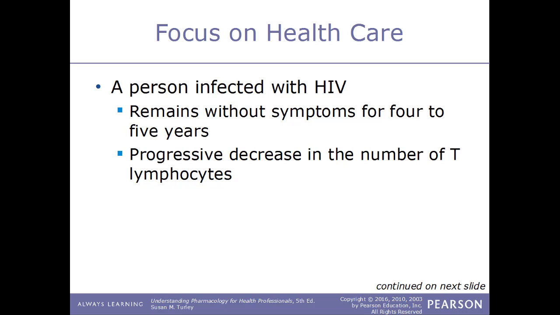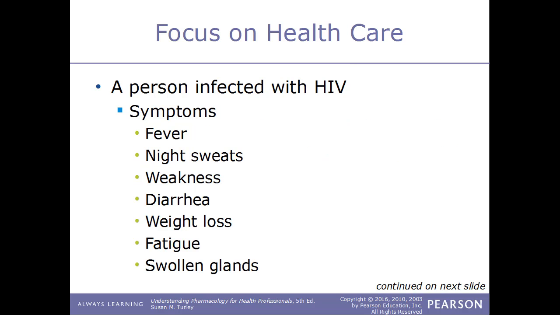Now, a person who is infected with HIV will remain without symptoms for 4 to 5 years. And at this point, there's a progressive decrease in the number of T lymphocytes. Some common symptoms of someone with HIV are fever, night sweats, weakness, diarrhea, weight loss, fatigue, and swollen glands.